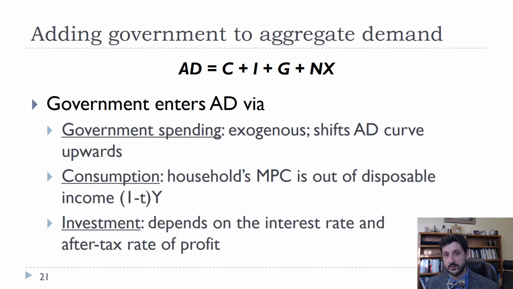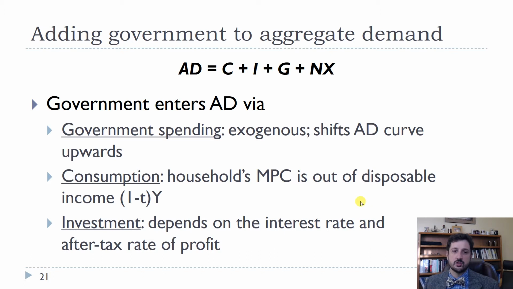First of all is government spending. That's our G, right? So government spending includes spending on construction, on military, on teachers, on police and firefighters. All of that is part of government spending. It's exogenous, and so it will shift our aggregate demand curve upward or downwards. Remember, it doesn't necessarily depend on current income.